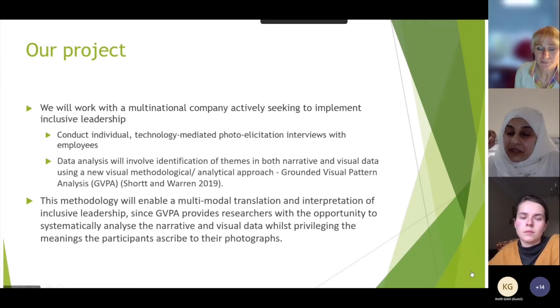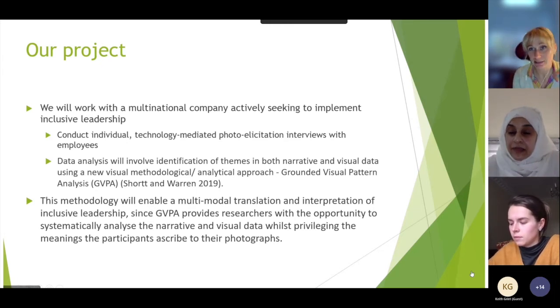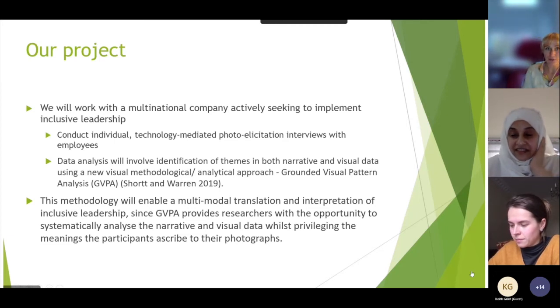Yeah, and one quick question. I don't know much about grounded visual pattern analysis, but is semiotics a part of it? So grounded visual pattern analysis, and again, this is Harriet Short's baby, so to speak, as part of our research project. The particular way that we are going to explore is, I mentioned there will be different levels of analysis.